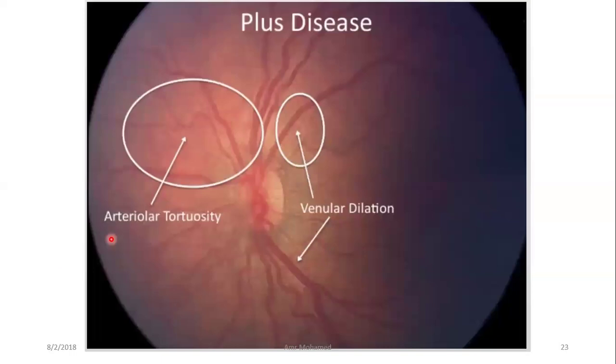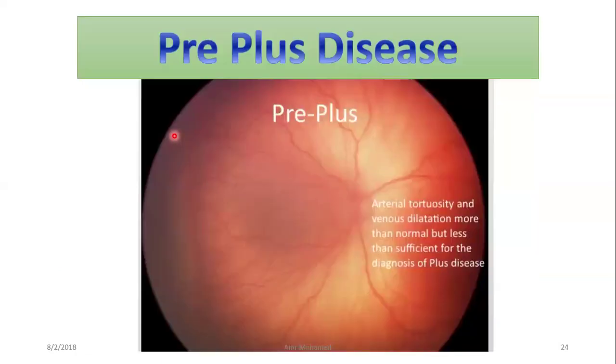So here we have 2 important features in plus disease: venular dilatation and arteriolar tortuosity. Pre-plus, as I mentioned, is if we have arterial tortuosity and venous dilatation, more than normal, but less than sufficient for the diagnosis of plus disease, and involving only 1 quadrant.